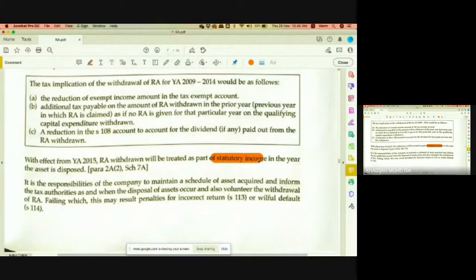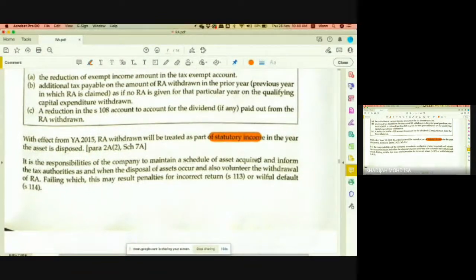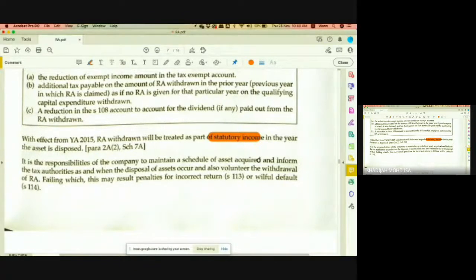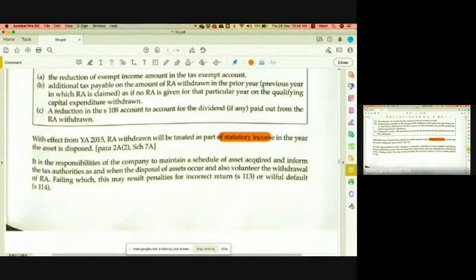So if you dispose of any of your asset within 5 years, whatever RA given to you will be added together as your SI. So that means for that year you have to pay a lot more tax based on the amount of RA that you have claimed in the previous years. It is the responsibility of the company to maintain a schedule of assets acquired and inform the tax authority as and when the disposal of assets occur, and also volunteer the withdrawal of RA, failing which this may result in penalty of incorrect returns or willful default.